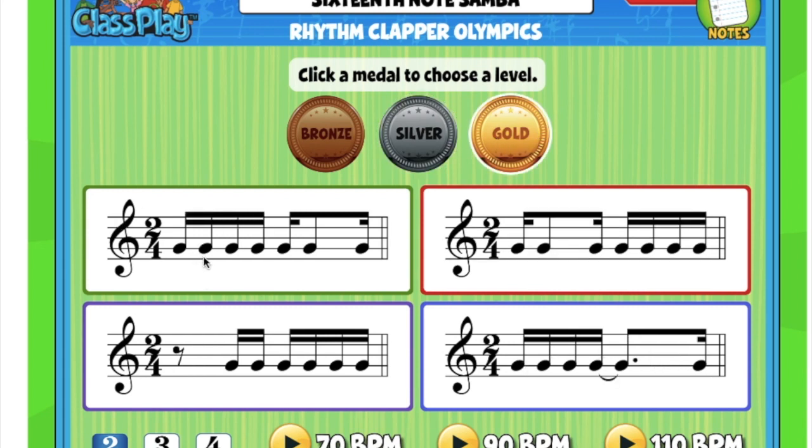And finally gold. Ticky, ticky, ticky, T. Ticky, T, ticky, ticky. Rest, ticky, ticky, ticky. And then ticky, ticky, T. Those ties are hard. Okay, all I'm asking is that you try it.